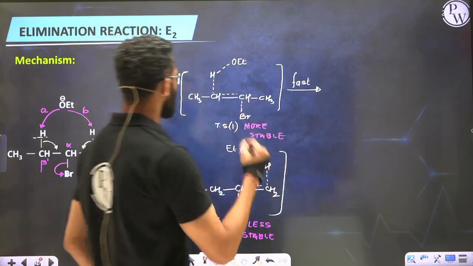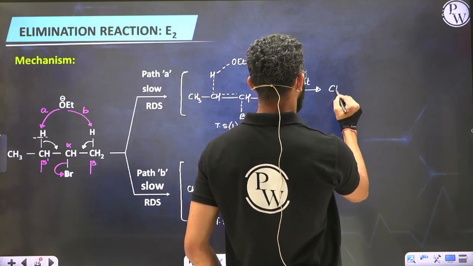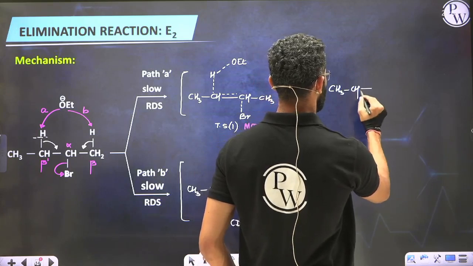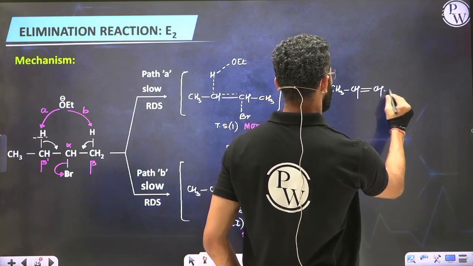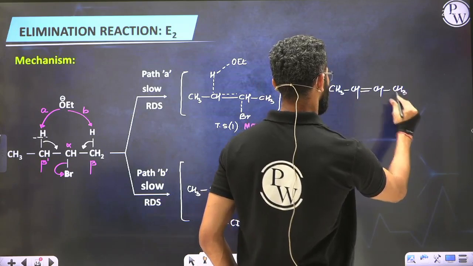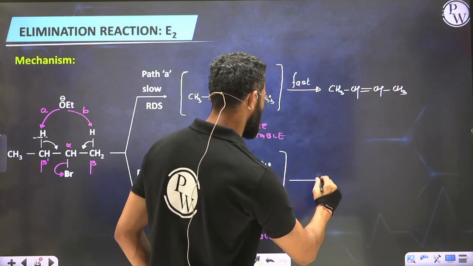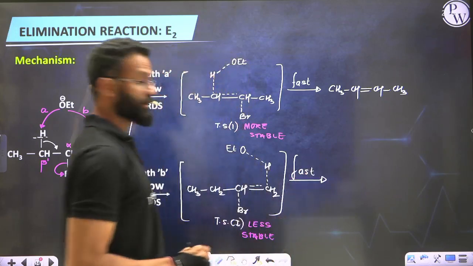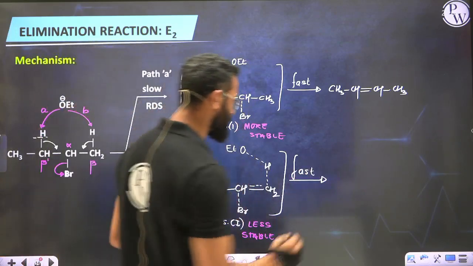So the product obtained would be CH3, CH double bond CH, and CH3. Whereas here, a fast step will result in the formation of the less substituted alkene, that is 1-butene.